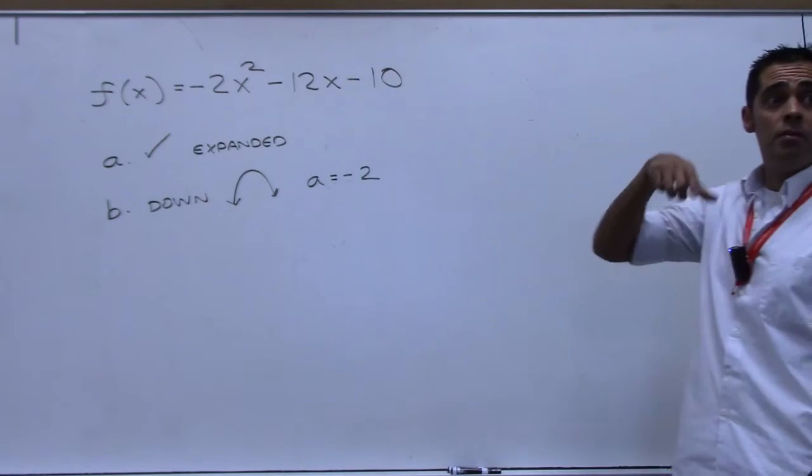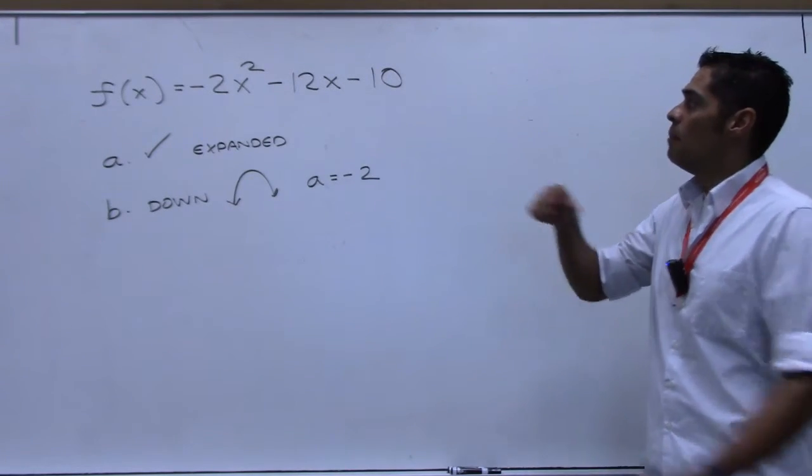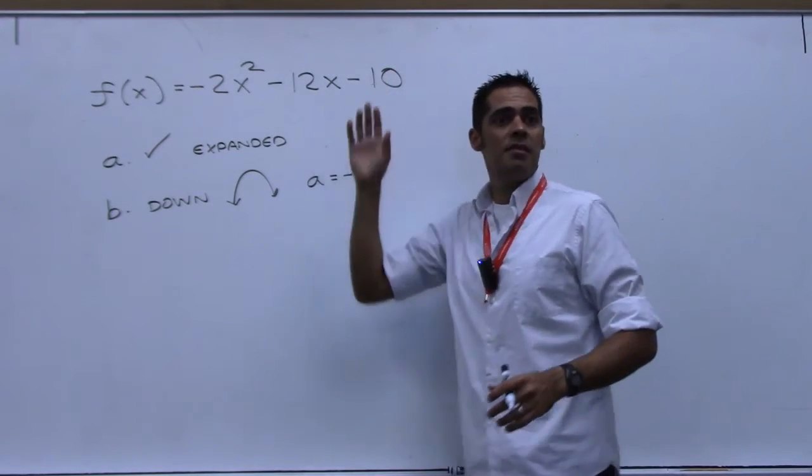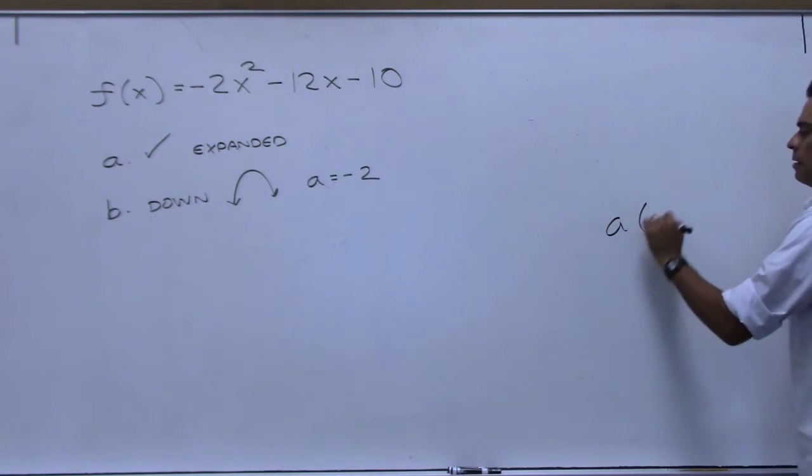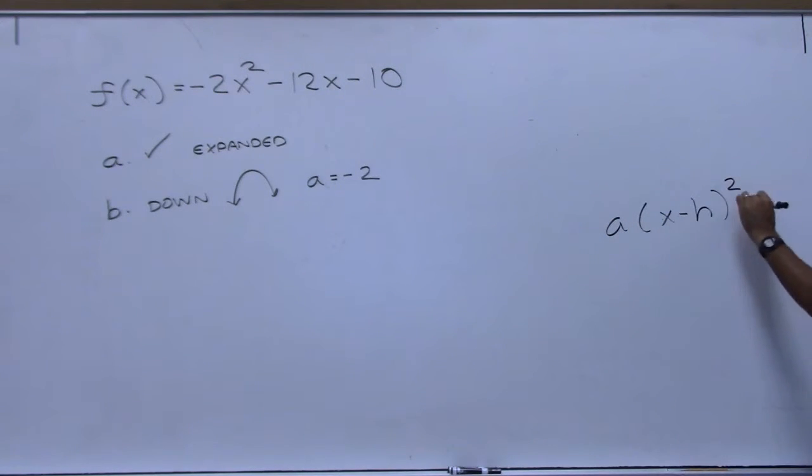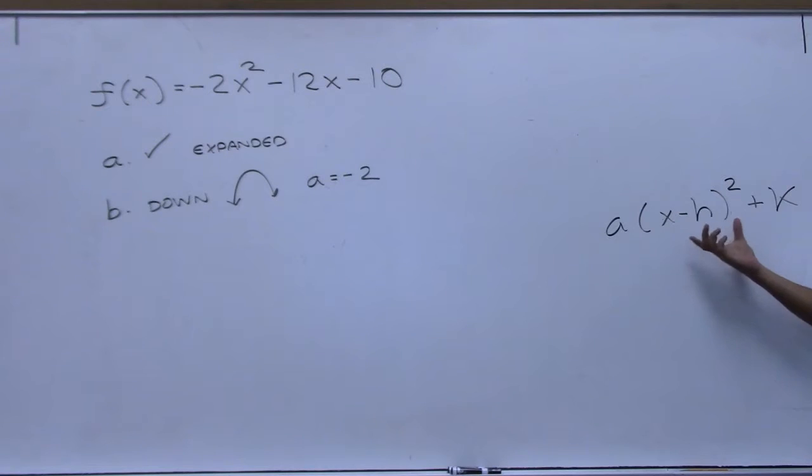How do I tell it's down? Oh, because it looks like this as opposed to being like this. Right? The thing that'll give away the standard form a lot of times is that parenthesis. All right, C, let's see, find the vertex.